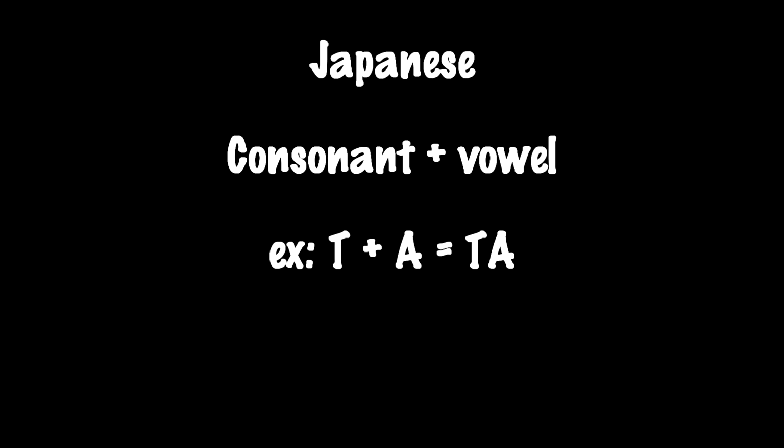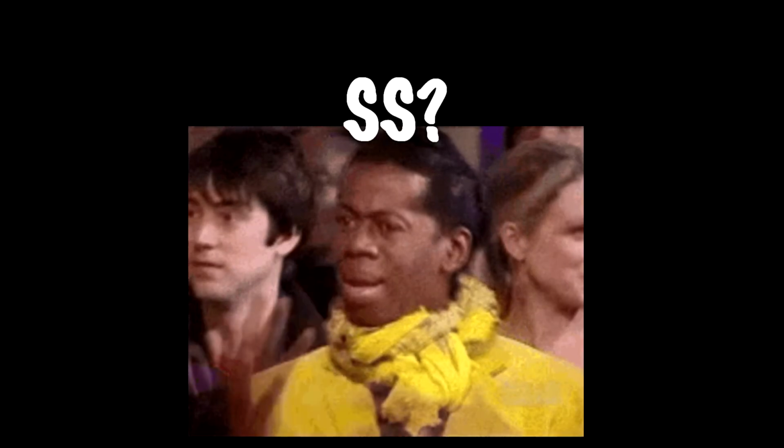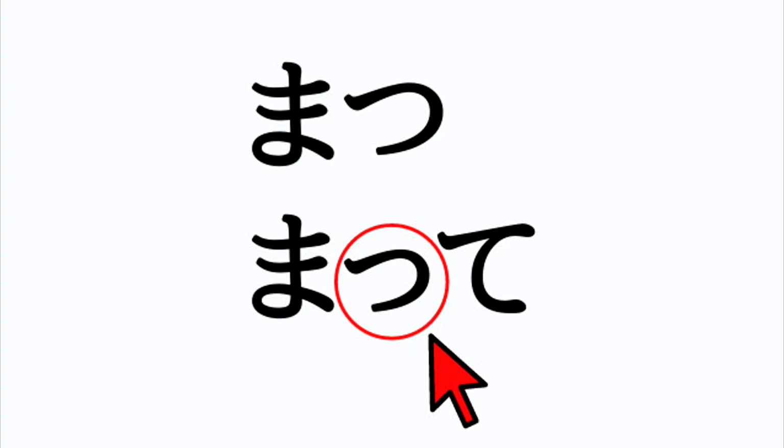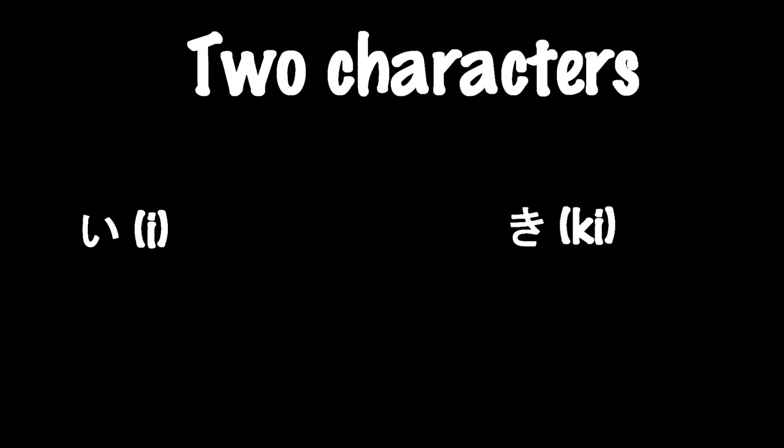Remember that Japanese is made up of sounds of consonant plus vowel, which means it should be impossible to have consonants back to back. However, this small tsu makes it possible to have a double consonant. In order to make a double consonant, you put the small tsu in front of the consonant you want to double. So for example, we have two characters, i and ki. If I wanted to double the k consonant, I would put the small tsu after i and before ki.